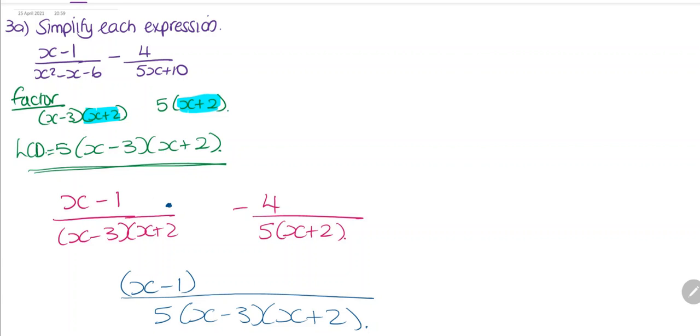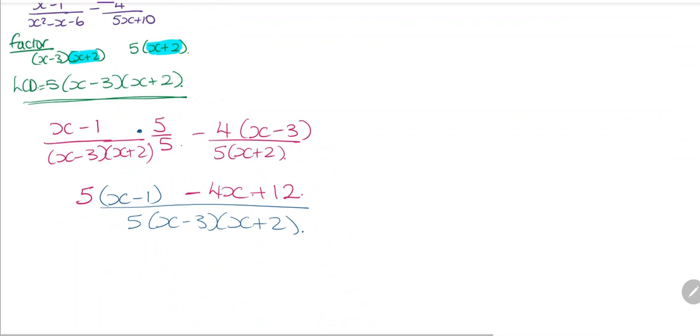So we're going to multiply the top and bottom. We've got x minus 3 and we've got x plus 2, so we just need to multiply the top and bottom by 5. So this is going to be multiplied by 5. And then we've got 5 times x plus 2, so we need to multiply by x minus 3. So this is minus 4x, and minus 4 times minus 3 is going to be plus 12.